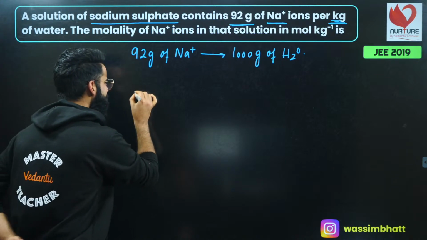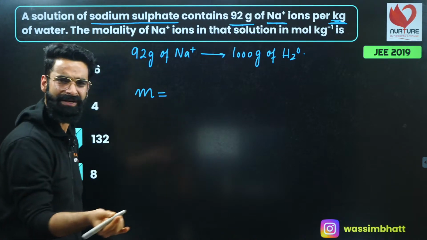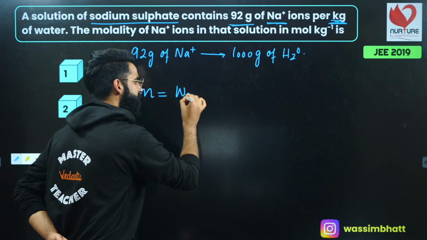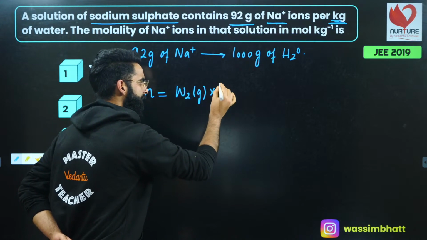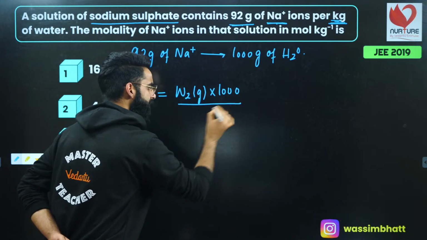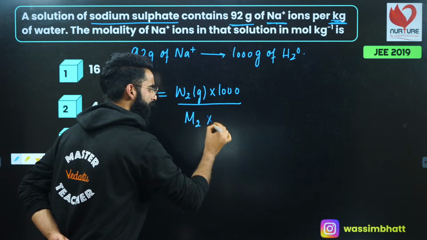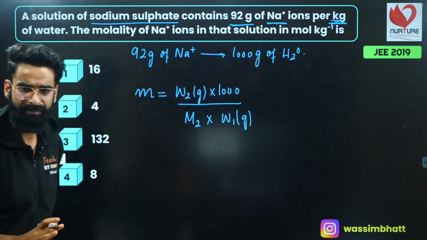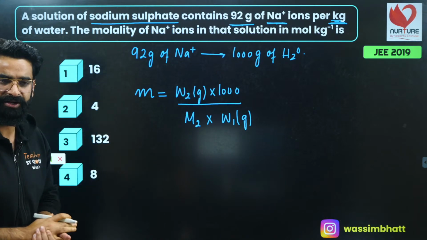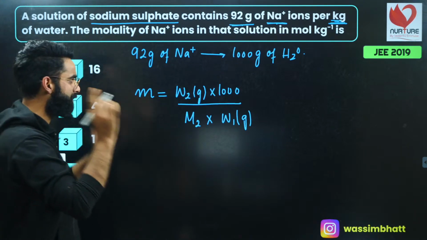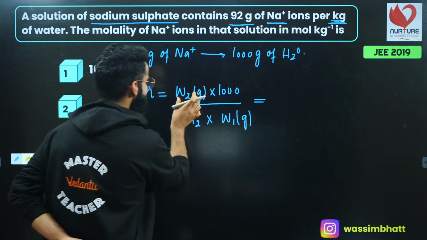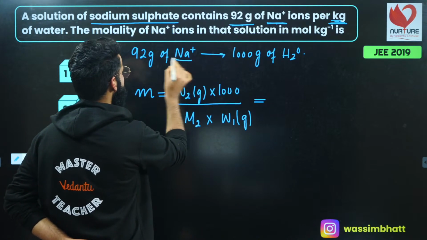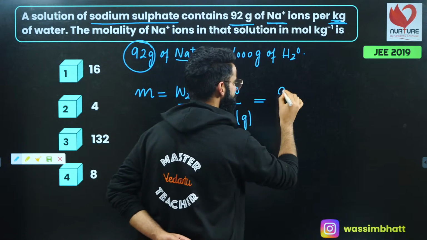Guys, do you remember the formula for molality? Simple. Mass of solute in grams, which I represent by W2, multiplied by 1000, divided by molar mass of the solute multiplied by mass of solvent in grams. I hope you remember this formula. By means of this formula, we can calculate the molality of the solution. Now W2 is simply going to be the mass of Na positive, which is given to me as 92 grams.